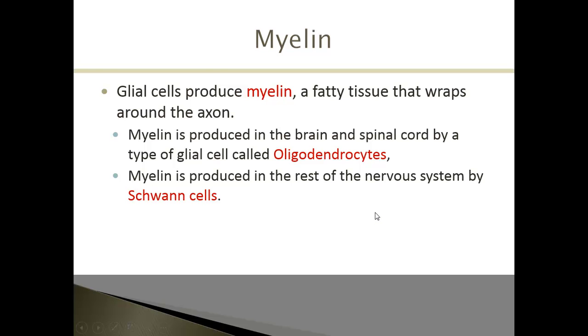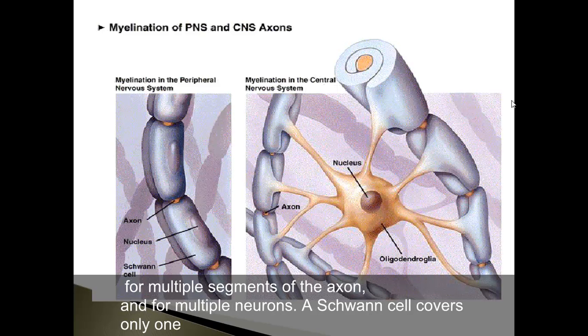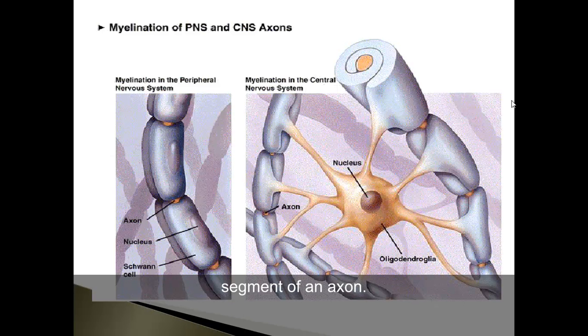What I want to focus on is the role of glial cells in producing myelin. And remember, it was myelin, that fifth structure that speeds up neural transmission. Oligodendrocytes produce myelin in the brain and spinal cord, the central nervous system, and Schwann cells produce myelin in the peripheral nervous system. They're both glial cells, but they produce myelin in slightly different ways.